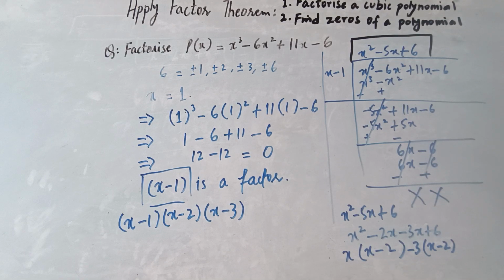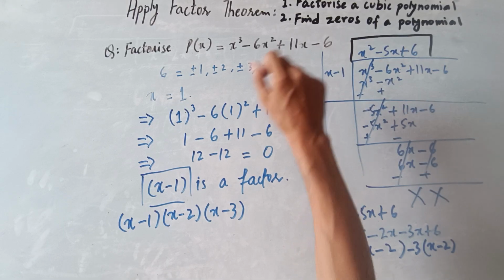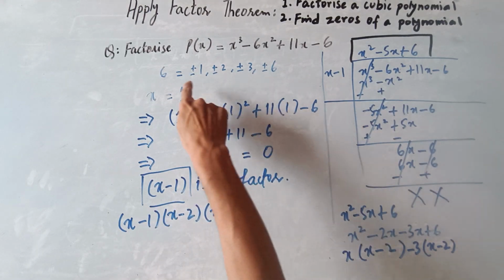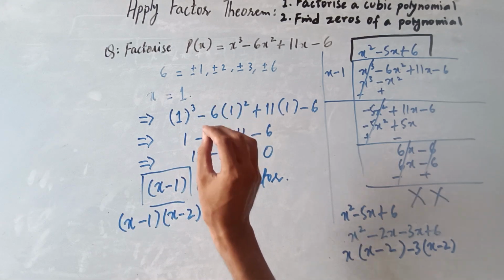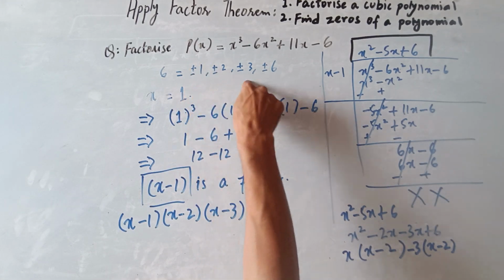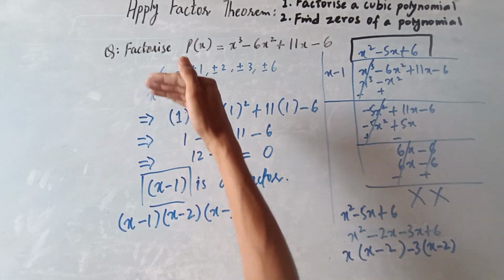Let's quickly recall it. First of all, you need to see the constant number in the polynomial of the question, and then you need to write their factors. These are the possible roots. All will not be the root, but the roots will come from here, the factors of the constant number, and then you will try one by one.